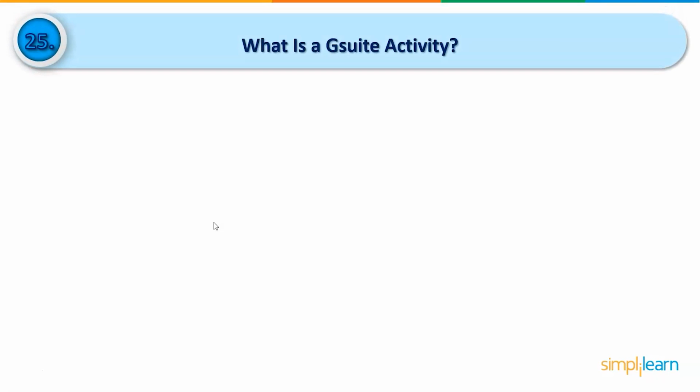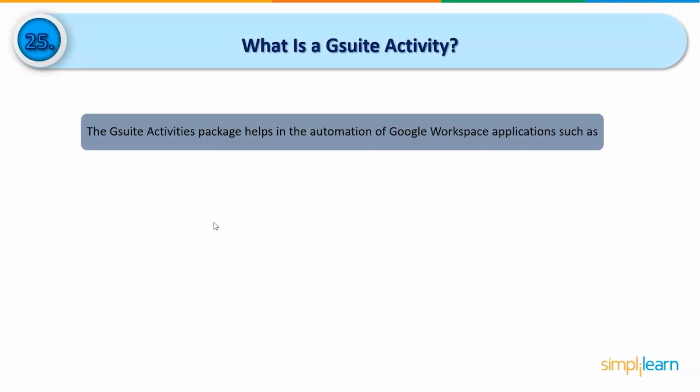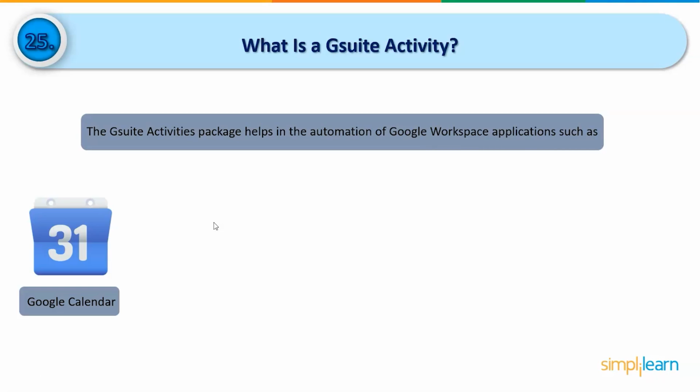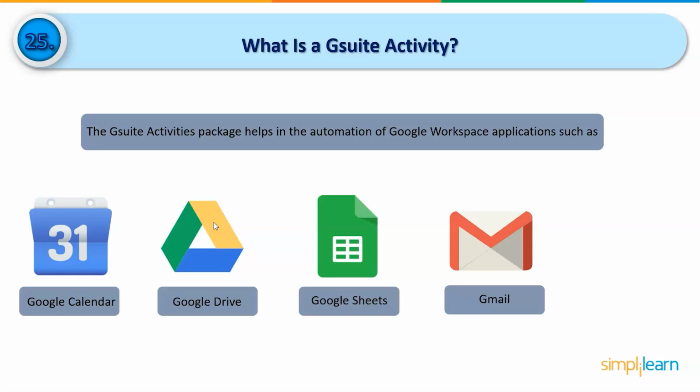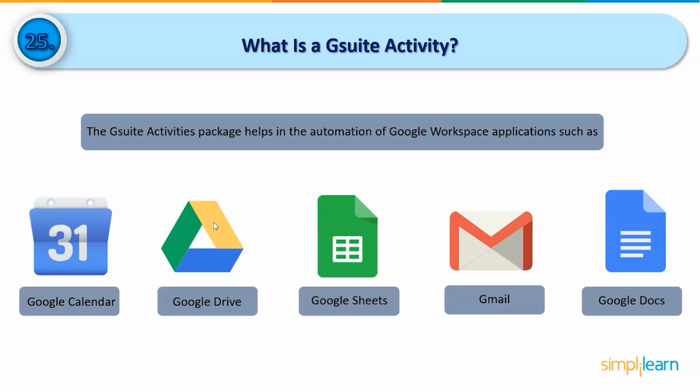What is a G-Suite activity? The UiPath G-Suite activity package helps in the automation of Google Workspace applications such as Google Calendar, Google Drive, Google Sheets, Gmail, Google Docs. You can create and modify Google Calendar events, manage Google Drive files, read and send Gmail messages, and create new Google Sheets, spreadsheets, and Google documents with the G Suite activity package.